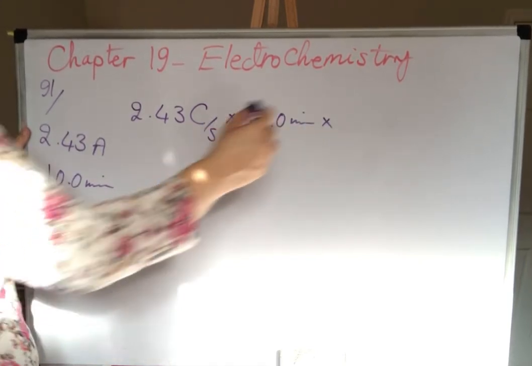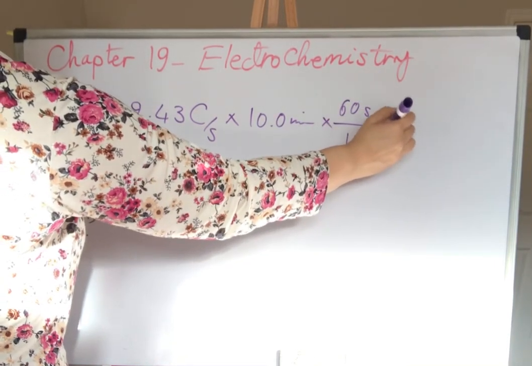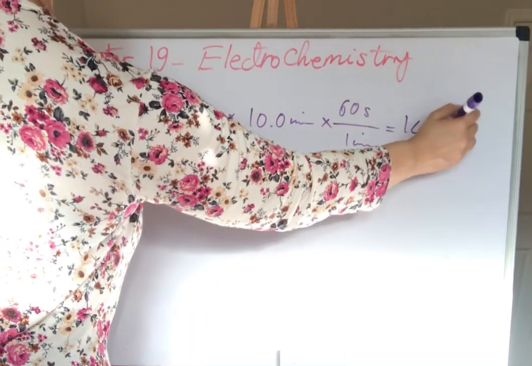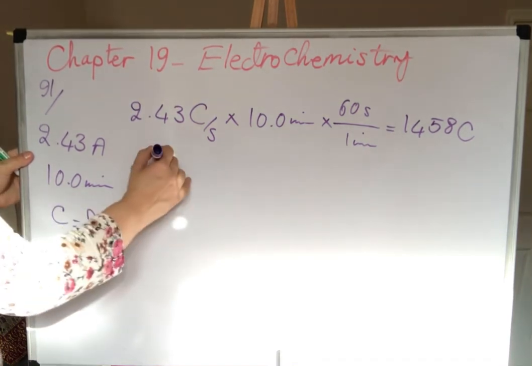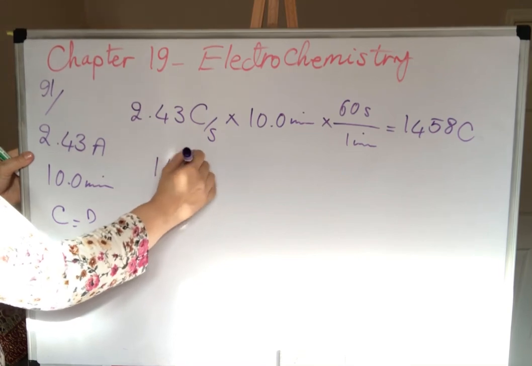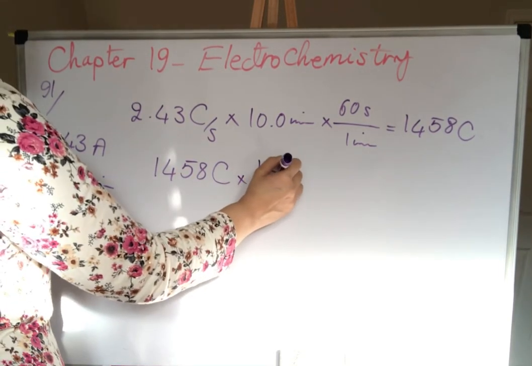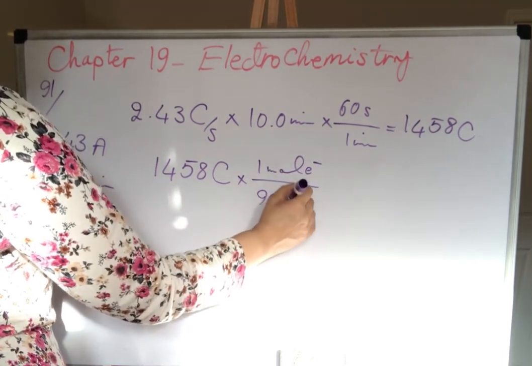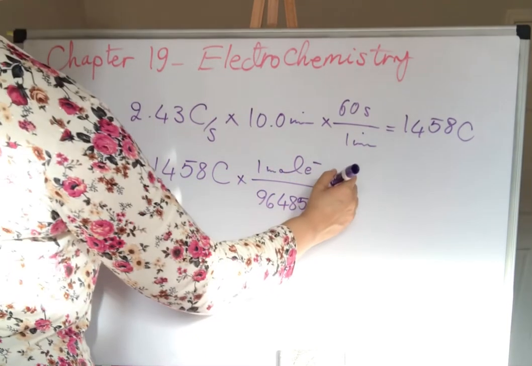And you know that each minute is 60 seconds. So it will take 1,458 coulombs for this process to finish. Now we need to find out how many grams. So 1,458 coulombs. And we know that 1 mole of electrons transfers 96,485 coulombs. Then 1 mole of nickel.